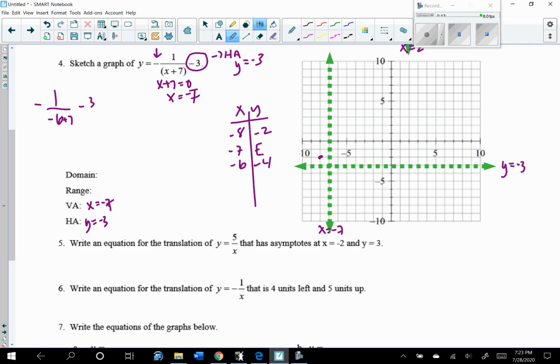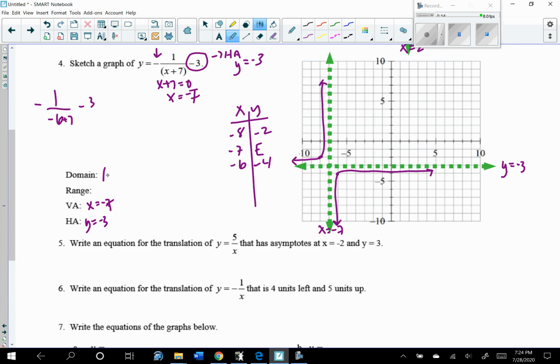So that tells me the graph is in this upper region following the asymptotes. And over here to the right, we have negative 6, negative 4. So that means we're in the lower region. We will do rational functions that don't always have them in catty corner regions. They'll sometimes be next to each other, but we'll talk about that tomorrow.